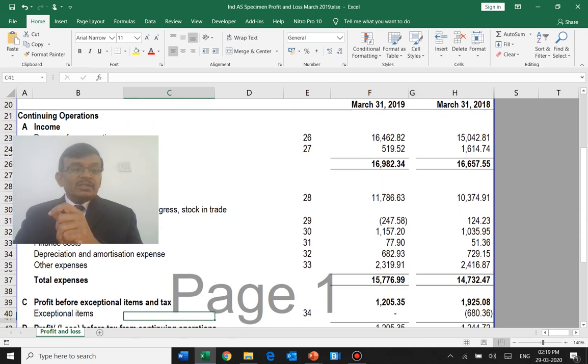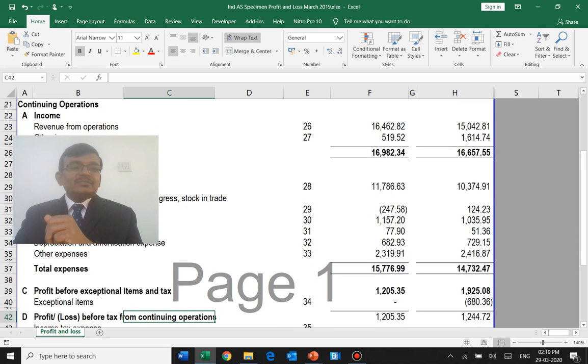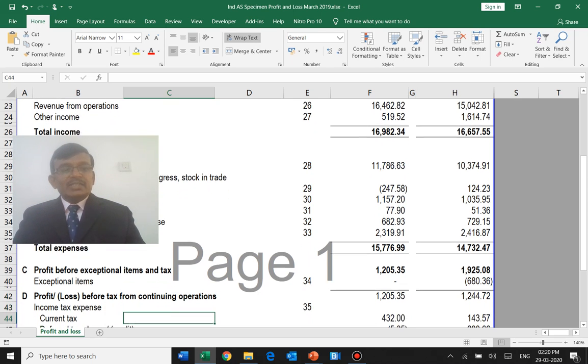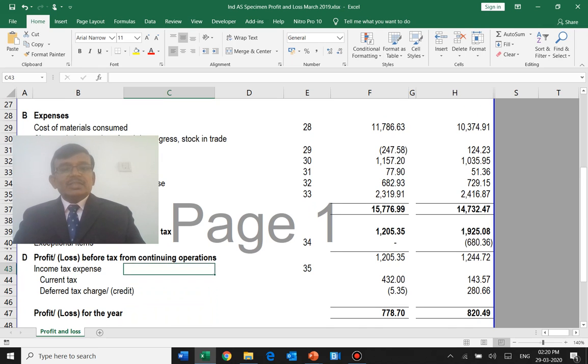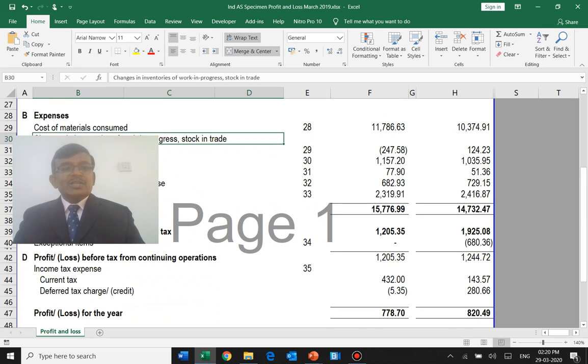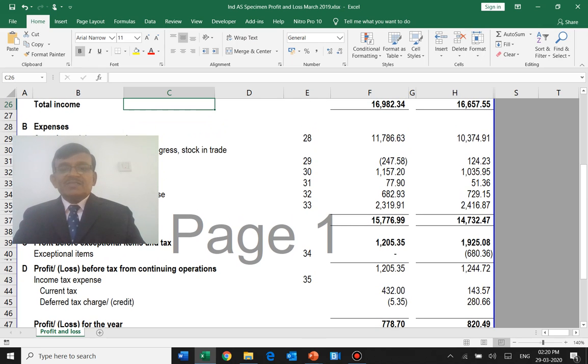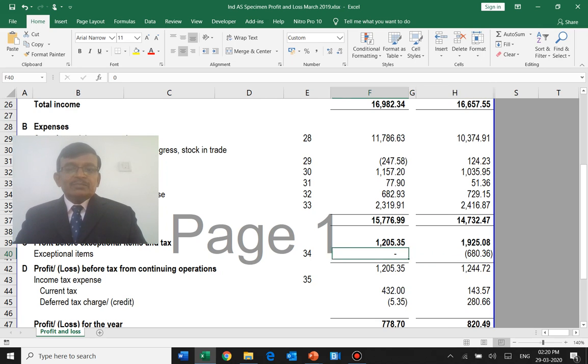But Ind AS 1 is not talking about exceptional item. But Schedule 3 talks about exceptional item. And because of that, if any company believes that this item, I wanted to put it as an exceptional item, the auditor cannot object. And if it fulfills the definition of exceptional items as per Schedule 3, that item can be part of the exceptional item. For example, in this case also, the company has put some items of loss as an exceptional item in the previous year. Around 680.36 lakhs, they have shown as an exceptional item.